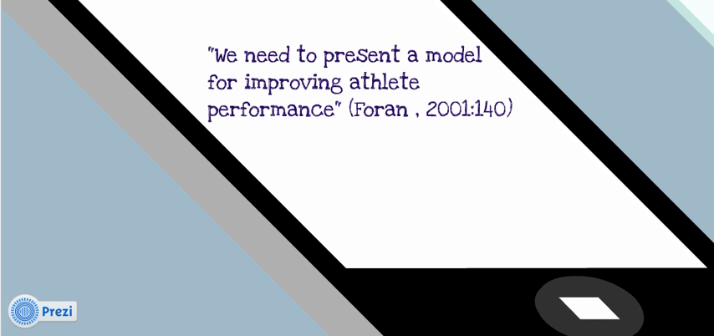It says, "We need to present a model for improving athletes' performance." I feel what Forum is saying here is that an athlete needs some structure to basically get 100% out of the athlete that they're working with. If they don't have this, then there's going to be errors and they're going to take one step forward and two steps back, which obviously isn't good in terms of development.